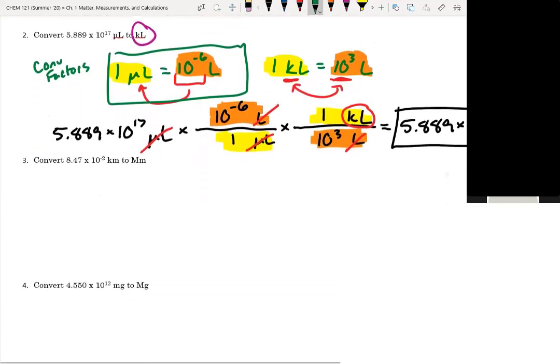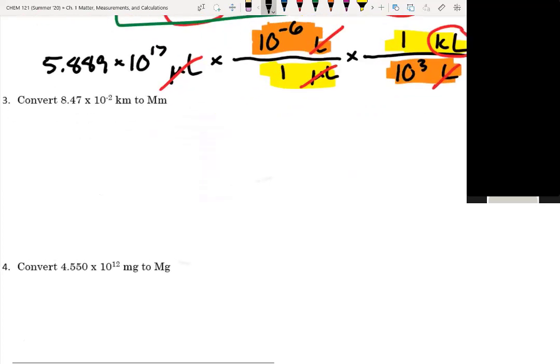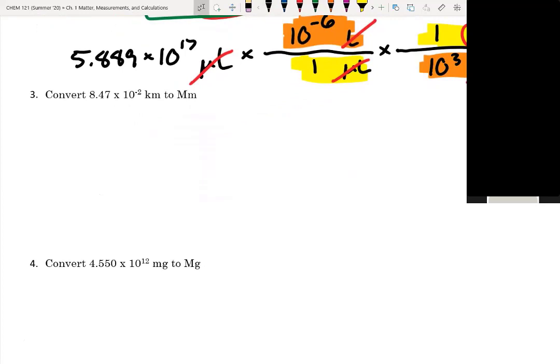All right, let's continue on to the next one. The next one is 8.47 times 10 to the negative 2 kilometers to megameters. And so you can tell clearly the capitalization matters a lot, right? Mega is capital M, milli is lowercase m. So we need to be very careful with our capitalization. Let's go ahead and do the same thing. We've got 8.47 times 10 to the negative 2 kilometers.